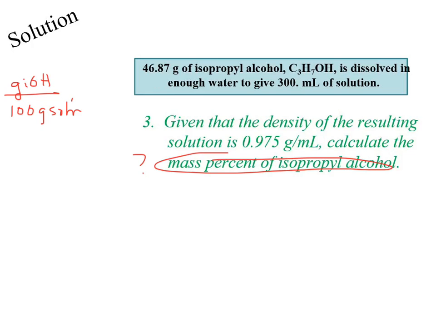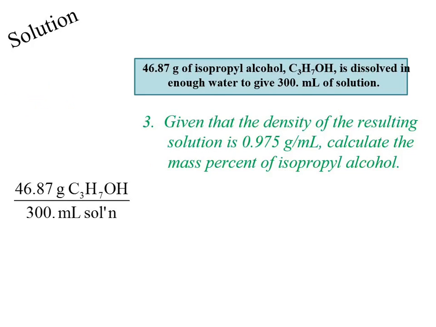And if you go back to the original problem, you have grams of IOH per milliliter of solution. So somehow you need to get in the denominator from milliliters of solution to grams of solution. And we can do that with the density. So this goes back to the original problem, 46.87 grams of isopropyl per 300 milliliters of solution, 3 sig figs for that. Do you see where we can actually use the density? We want grams to cancel.